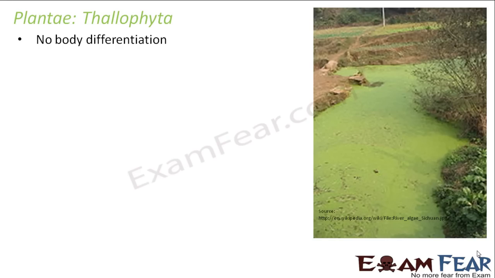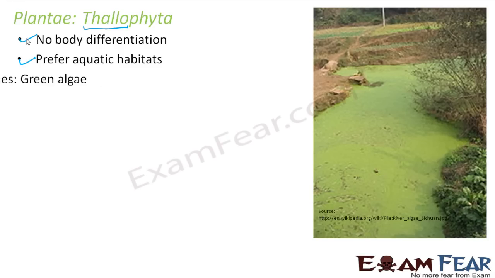In fact, the term thallus or thallophyta, whatever you call it, actually means something which is a little vague, a mass of cells which are not differentiated into anything. And phyta means plants. So plants without any body differentiation are thallophytes. They prefer aquatic habitats. You can see these kinds of plants in water. They are less seen on land. The best example is green algae.